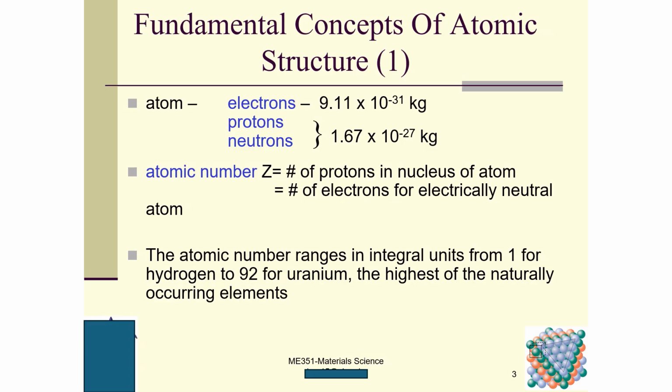You should pay attention to this phrase, naturally occurring elements. There are some man-made elements, and they have higher atomic numbers than 92. If you are interested, you can search the literature to see what kinds of man-made elements have higher atomic numbers than uranium.